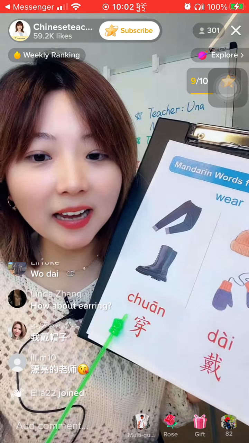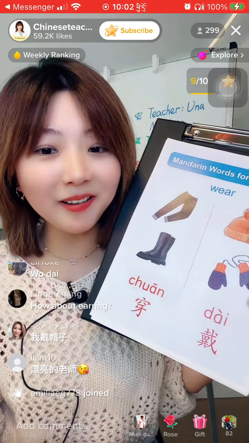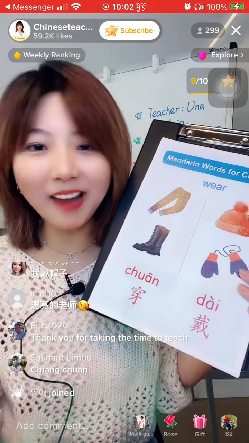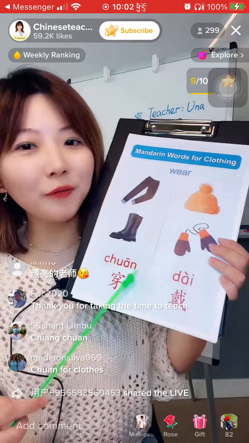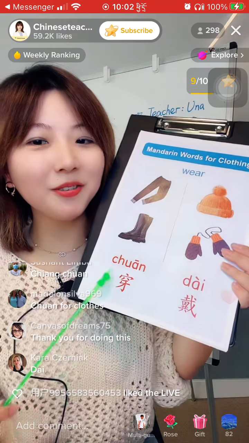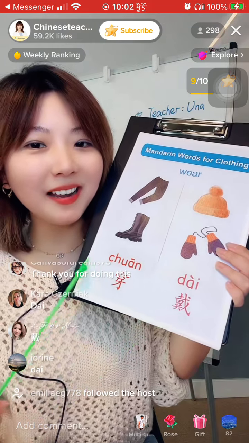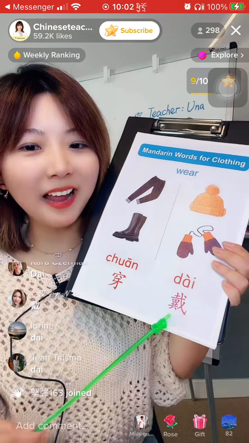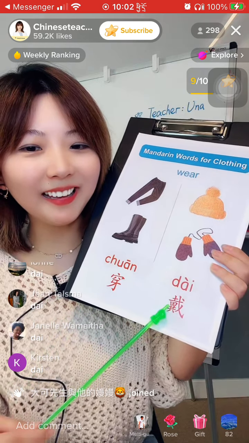Linda is asking, how about earrings? Everyone, can you tell Linda in the comments? I think everyone can tell you now, because we've already learned that. Earrings, do you use 穿 or 戴? Everyone, let's tell Linda. 穿 or 戴, for earrings.